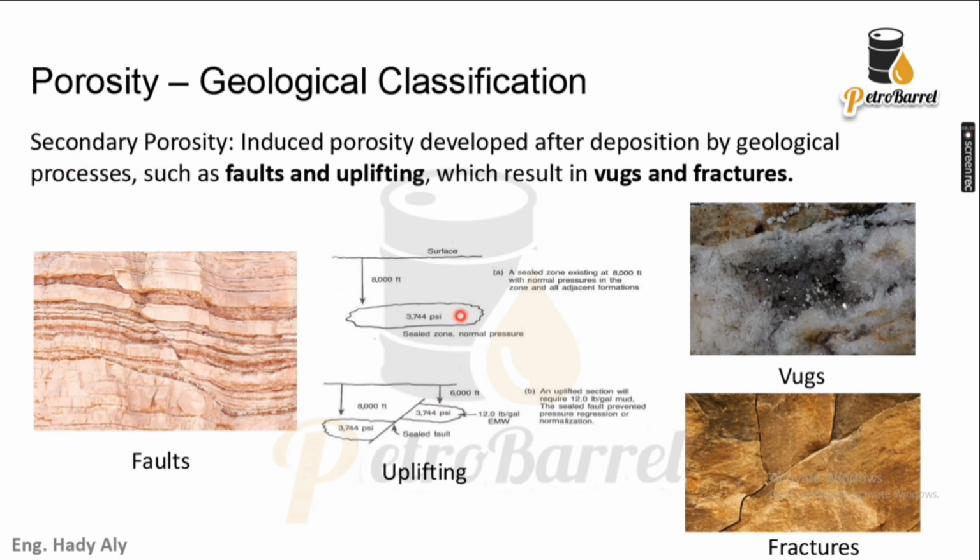Referring to the uplifting, I have a formation at a certain depth. Based on the uplifting process, this formation, for example, moves upward to become, for example, 6,000 feet, but the original depth was 8,000 feet. So based on this uplifting, we created secondary porosity, for example. And finally, vugs and fractures are also classified as secondary porosity, referring to the induced porosity that developed after the deposition or after the formation of sedimentary rocks.